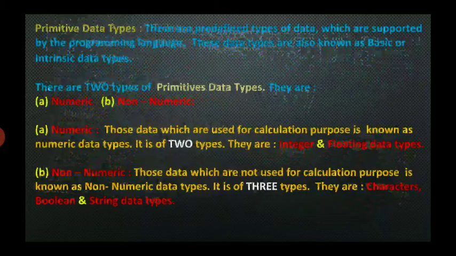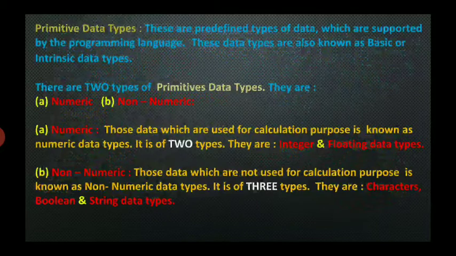Primitive data types. These are predefined types of data which are supported by the programming language. These data types are also known as basic or intrinsic data types. There are two types of primitive data types. They are numeric and non-numeric. So primitive types are already defined in the Java program. Okay, so you don't have to create it. And primitive types are two types. One is numeric and another is non-numeric.